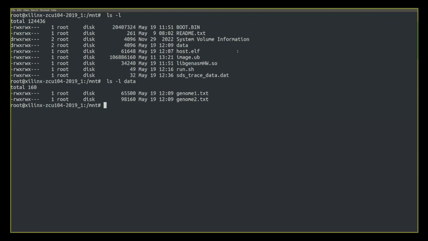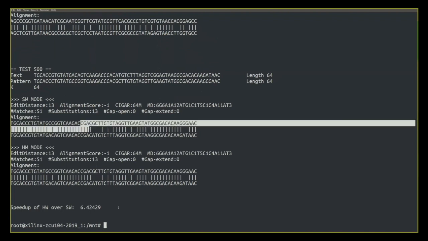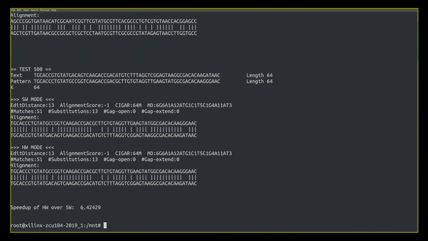Hello, it's Umar here with the demo. I'm logged into my ZCU104 board over SSH, and here we have the host application and the two datasets, short and long reads. I'm going to launch the application in short read mode first. We have 500 alignment tests. Let's look at the last one. This alignment is of length 64, the maximum supported by the hardware. We have a maximum edit distance of 64. And when we run this alignment, both in GenASM software and hardware modes, we obtain the exact same alignment. And we get a speedup of over 6x, which would be higher if we remove these printf statements.